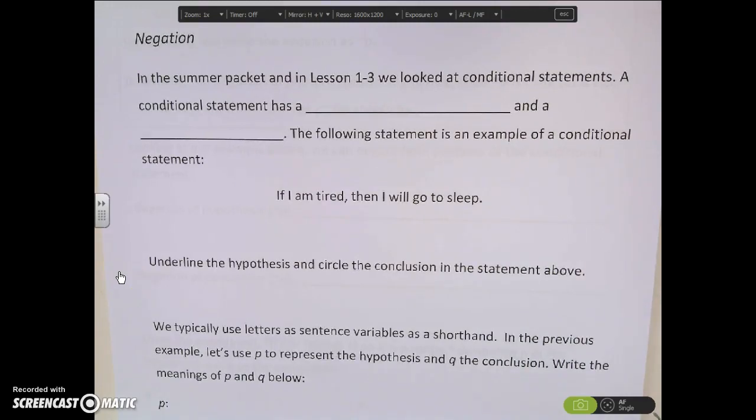Hello and welcome to lesson 2-2. We are looking at conditional, converse, inverse, contrapositive, and biconditional statements.